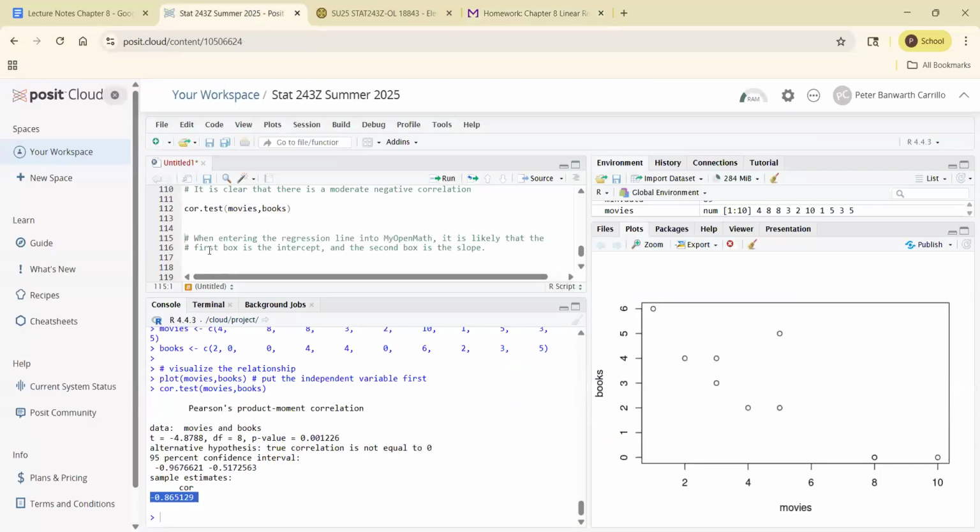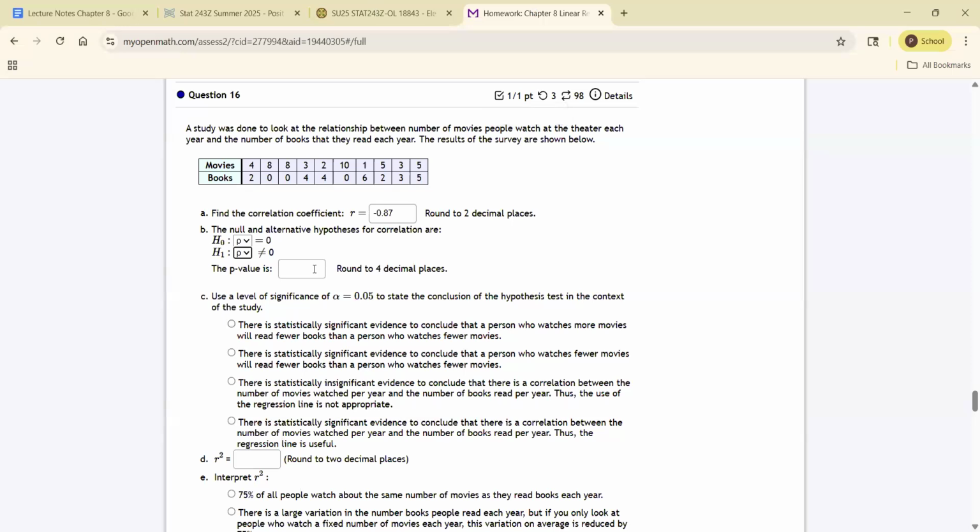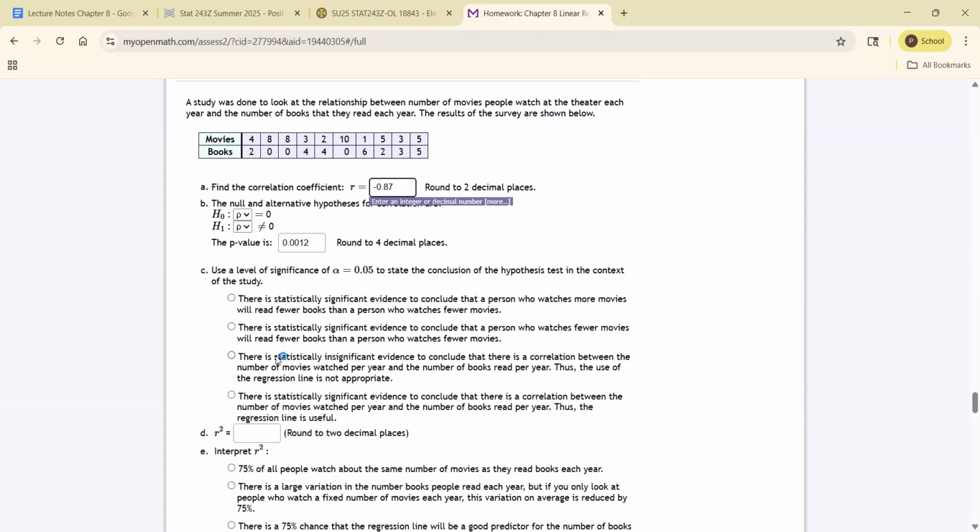Now, we did the correlation test on the movies and books, which reports a p-value for us to use. Now we can put that p-value in, and we're rounding it to 4 decimal places. That is a very small p-value, smaller than our significance level. So our correlation coefficient is significantly different from 0, which is the answer we want to pick: there is statistically significant evidence to conclude that there is a correlation between the number of movies watched per year and the number of books read per year. Boom.